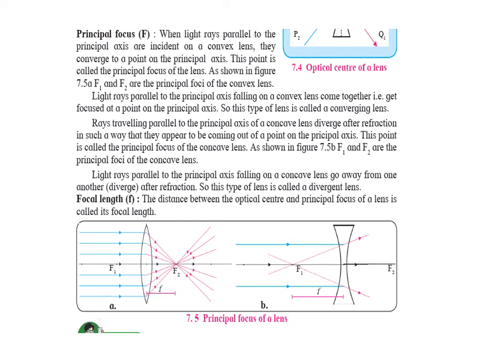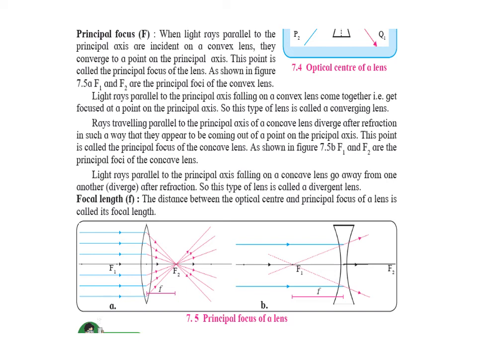Look at the diagram again. If you see the blue lines, they are the rays of light which are parallel to the principal axis. When they fall on the lens, they diverge. That means instead of coming together, they go away from each other. See the purple lines going out on the opposite side. Now if you retrace them backward, they appear to meet at a point F1, and this is called the principal focus of the concave lens. Similarly, on the opposite side, F2 becomes the principal focus.